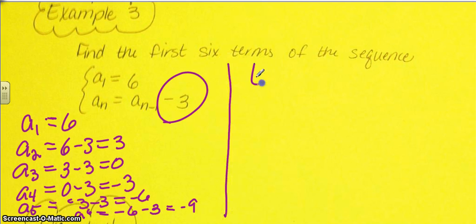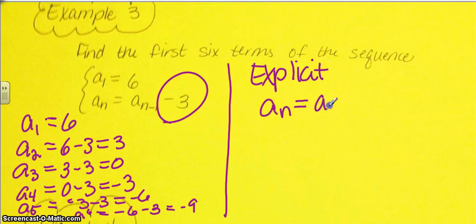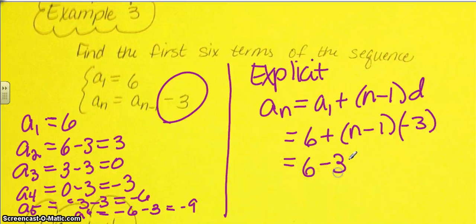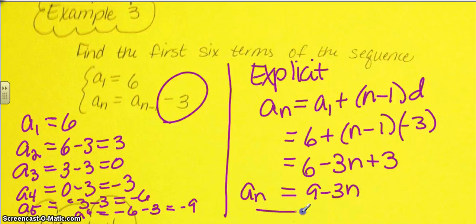If I wanted to write the explicit formula for this, what I need to do is go back to what a sub n is in an arithmetic sequence. So that's a sub 1 plus n minus 1 times my common difference. So a sub n would be 6 plus n minus 1 times my common difference, negative 3. So I just want to simplify this now, and I end up with a sub n is equal to 9 minus 3n, which is my explicit formula for this sequence.